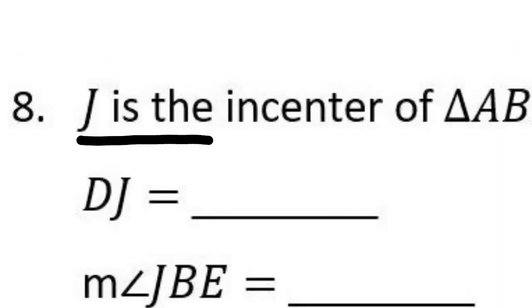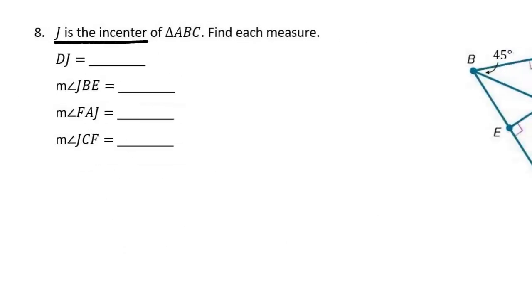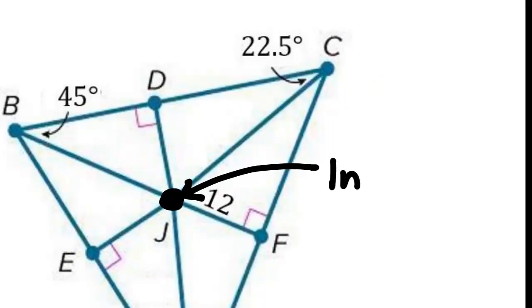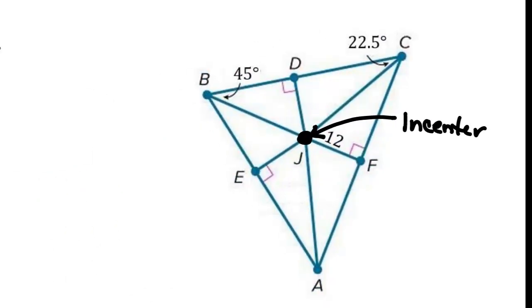Page 8, problem 8 says J is the incenter of triangle ABC. So I'm going to draw a little arrow here. We are going to label point J as the incenter. The incenter is where 3 special segments come together and touch. What is the name of those 3 segments? What types of segments come together to form the incenter? Angle bisectors.